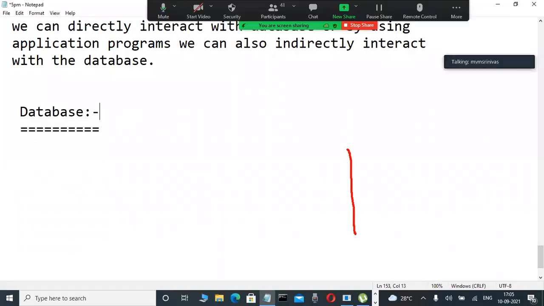Actually, whenever we are installing Oracle, SQL Server like this, one minute only, just wait.